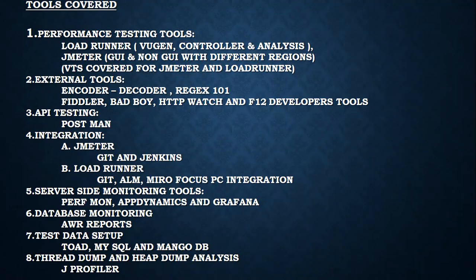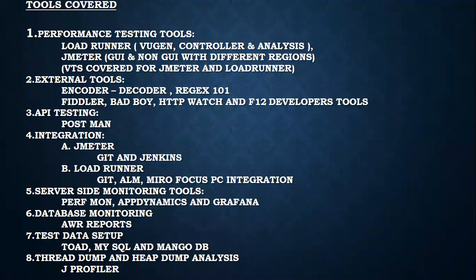And coming to the external tools, why we need them: if we are unable to record with LoadRunner or JMeter, then by using these external tools we can record the script. Fiddler, BadBoy, HTTPWatch, F12 developer tools, all these are external tools. We can use those to record the script and export it to a JMeter or LoadRunner script. I will show you the UI part and a little touch-up in this session, how the tools look. And I will include the encoder-decoder part and regular expressions, Regex101, as well.